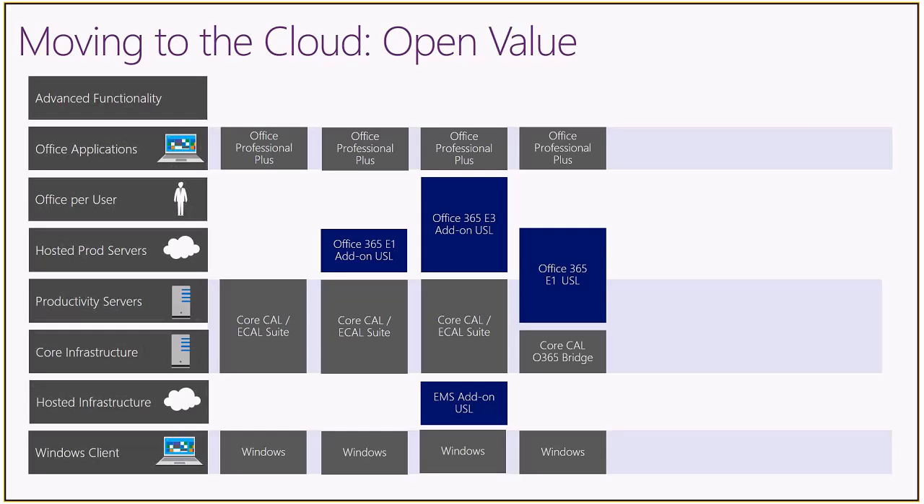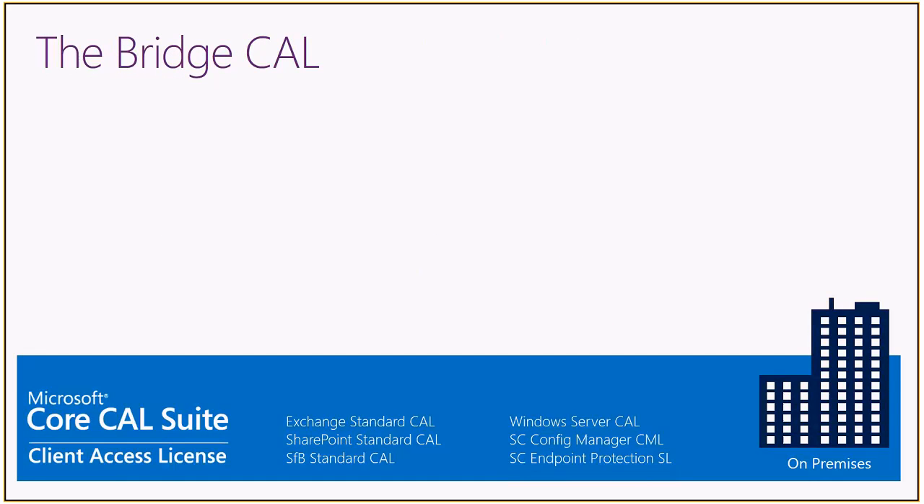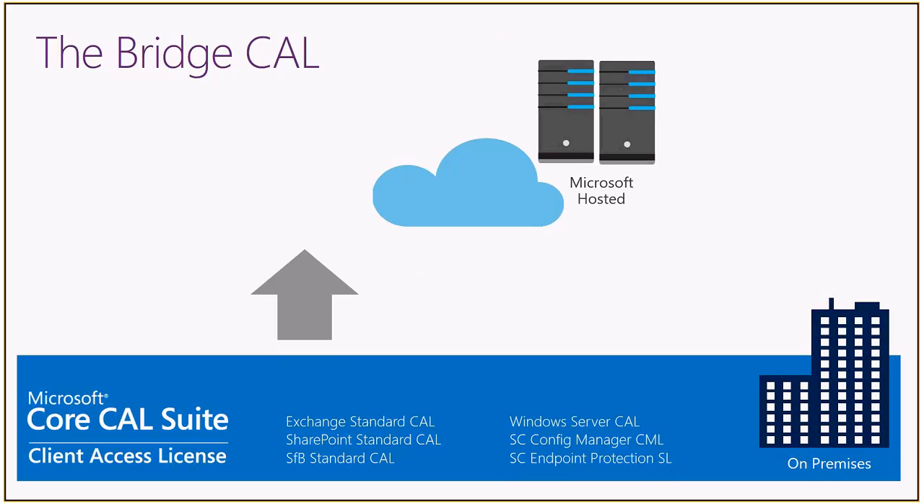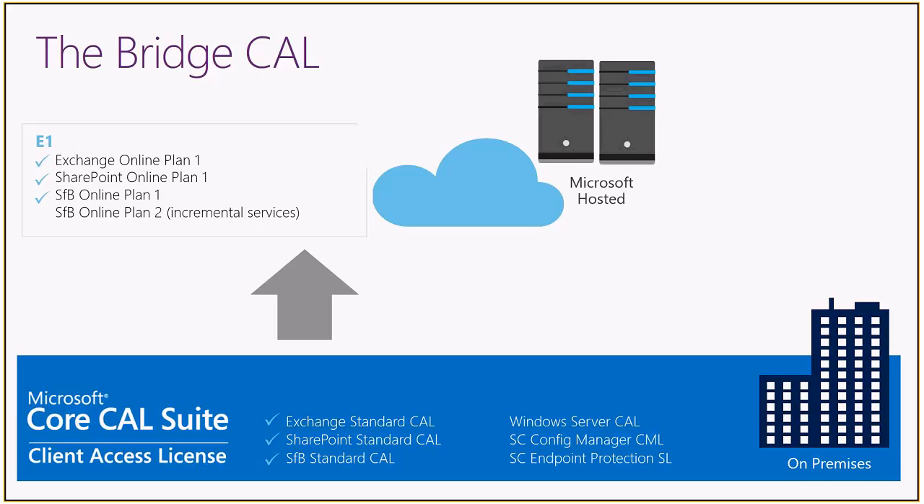So to look at this in a little bit more detail, we've got here, down at the bottom, our CAL suite, and you can see the 6 components of the core CAL suite: Exchange, SharePoint, Skype for Business on the left, and then the core infrastructure on the right, Windows Server CAL, and the 2 System Center pieces. So this customer, they've been talking about hosted. They think E1 works for them. So they take a look, and you can see E1 includes Exchange Online, and that ticks off the Exchange Standard CAL at the bottom. And the same thing for SharePoint and Skype for Business. Those components of E1 match up to those components of the core CAL, and that's absolutely brilliant.